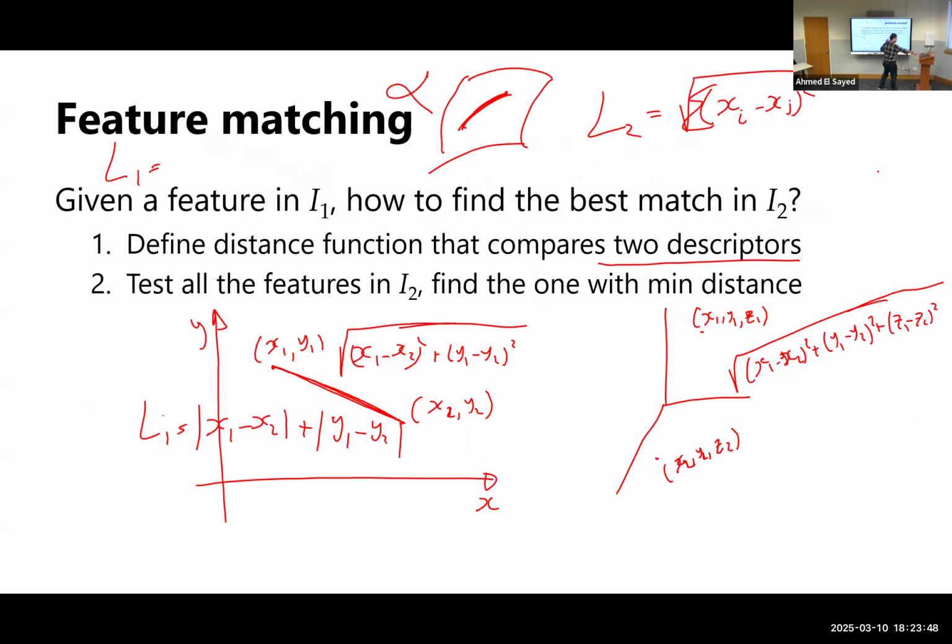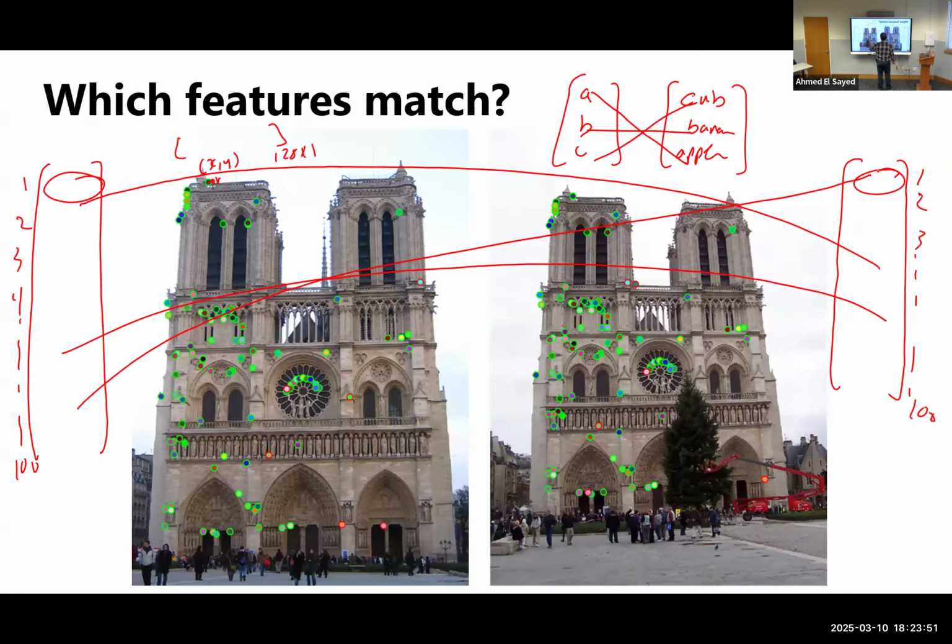I will measure the distance between this one and 1, 1 and 2, 1 and 3, 1 and 4, 1 and 5. So I'll come up with pairs like this, and the distance between each pair. Then I will find the minimum among them. The one with the minimum distance is the match. Then I will do the same thing with the second, the second against all of those. Third against all of those. Fourth against all of those. And so on.